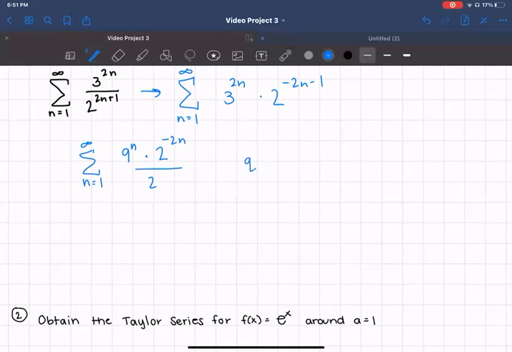And so our ratio will be 9 over 4. And the absolute value of this is still greater than 1. So that means the series is divergent.